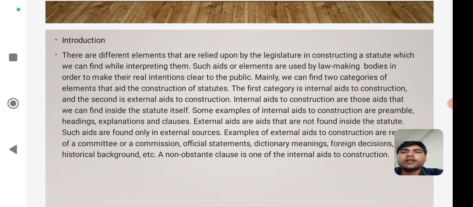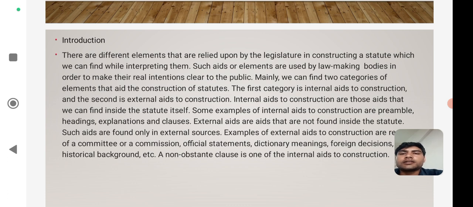Mainly, we can find two categories of elements that aid construction of a statute. The first category is internal aid to construction and the second is external aid to construction. Internal aids to construction are all those aids that we can find inside the statute itself. Some examples of internal aids to construction are preamble, headings, explanation, and clauses.